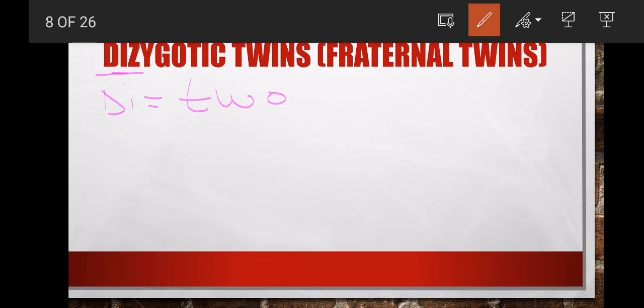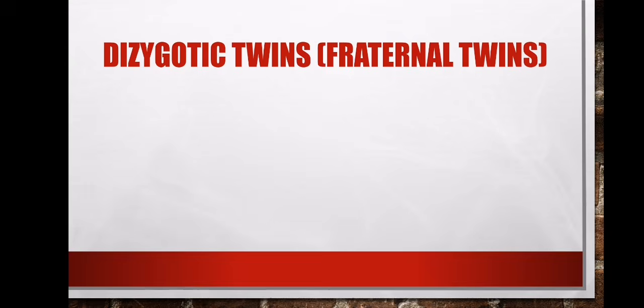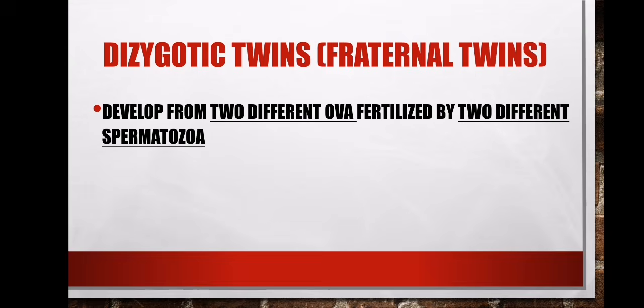Then the zygote will end up having what? Giving us what? Fraternal twins. We will talk about the gender and the genotype. Okay, fine. Let's try to look at it. But understand that the di means two. Developed from two different ova fertilized by two different spermatozoa.